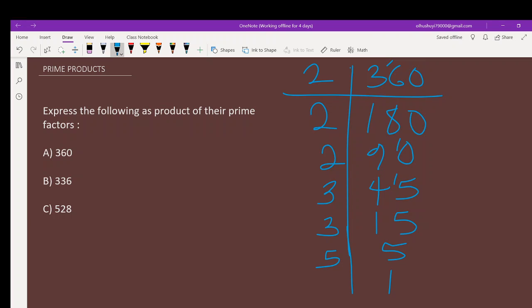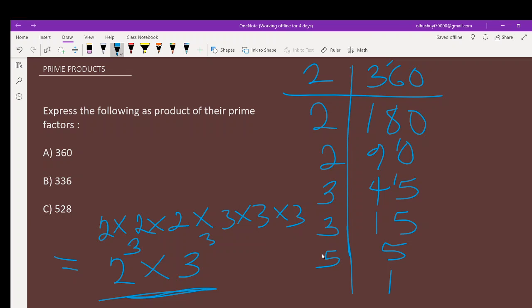So writing this out, you're going to have 2 times 2, how many 2s do we have? 1, 2, 3. Okay, yeah. 2 times 3 times 3 times 5, which is equal to, if you write it in index form, 2 raised to the power of 3 times 3 raised to the power of 2 times 5. So this is a representation of 360 as a product of its prime factors. Here are all the prime factors of 360. Is that gotten?